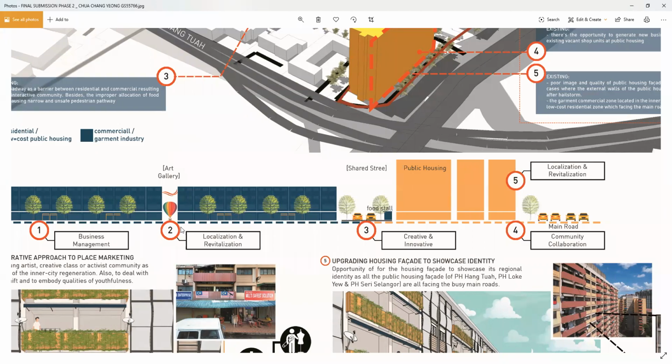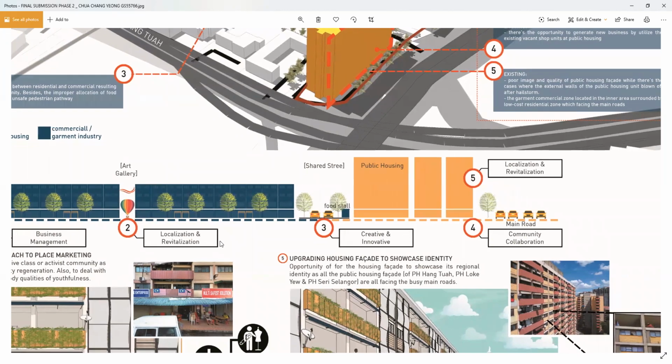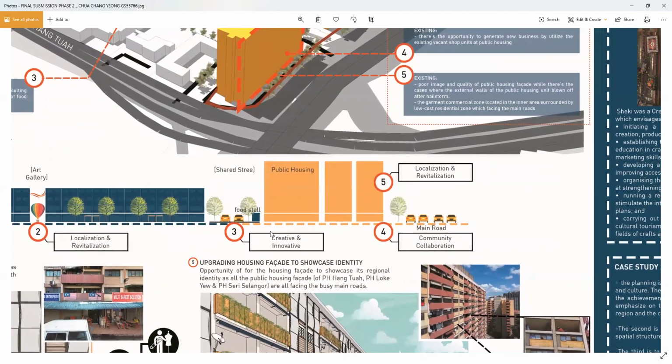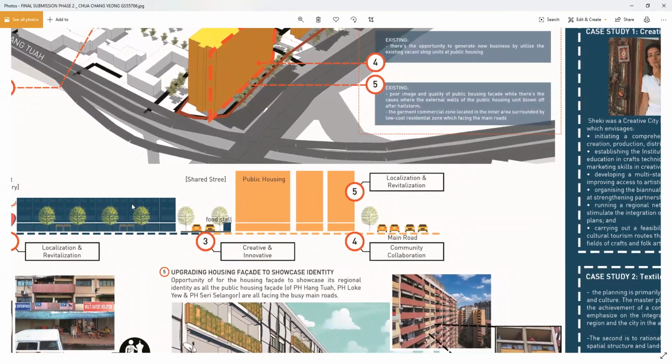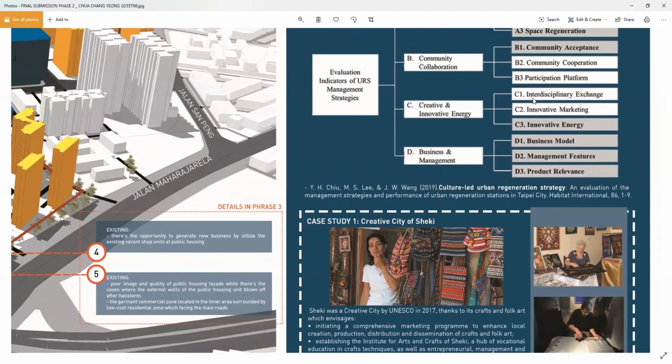and also we mentioned the extension of the retail outreach to the street. Okay. And then the second part, we mentioned the art gallery to enhance the permeability of the shopping street, with the use of the garment and extra associating device or tourist spot. It is about localization and revitalization. And then the third part, we mentioned the shared street that connects the commercial and the residential zone. It is about creative and innovative interdisciplinary exchange.